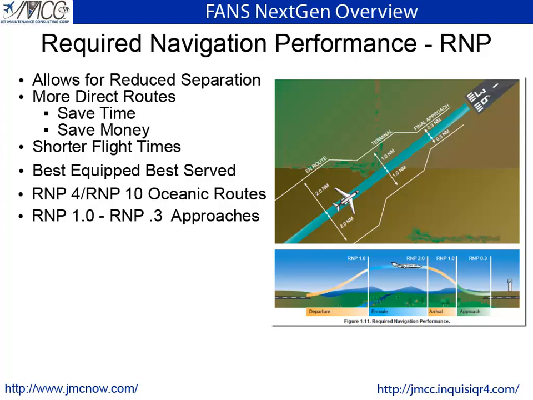RNP is now required in certain oceanic regions throughout the globe. RNP 4 and RNP 10 are typical requirements for oceanic tracks. RNP 1 down to RNP 0.3 is typically required for RNP approaches. Examples of airports with RNP approaches include Atlanta, New York's JFK and LaGuardia, Seattle, and many, many more. Many international airports also utilize RNP approaches.